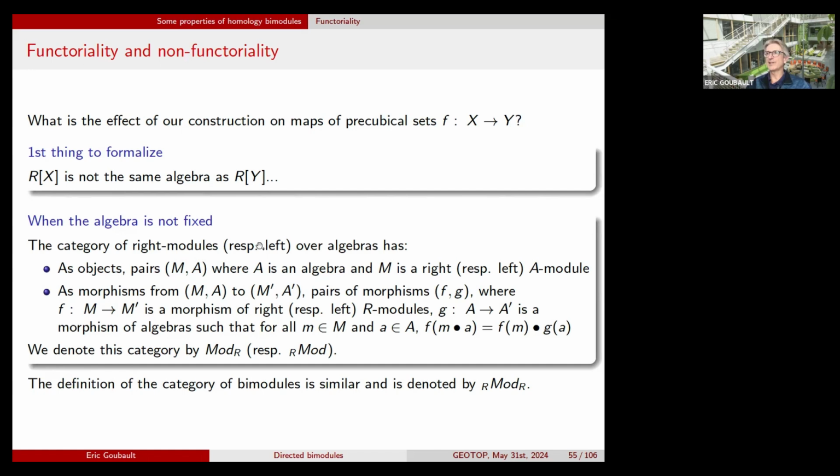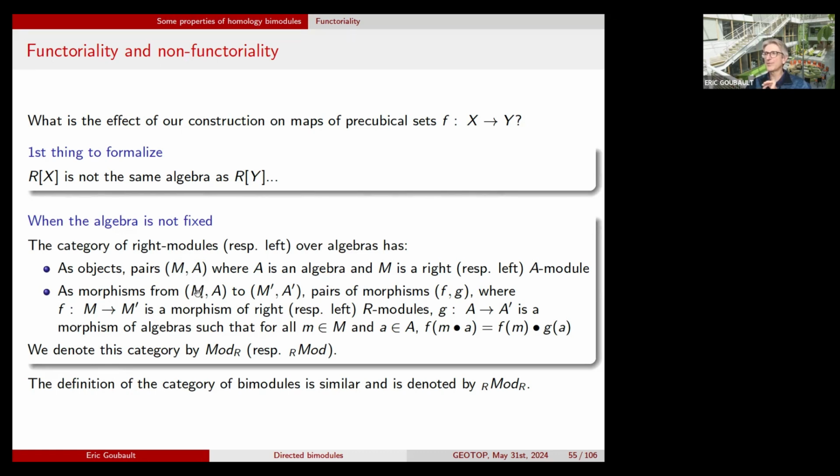The algebra may change. So what you really have to consider is the category of modules, or bimodules, of algebras with non-fixed algebras. So objects are not only the module of the algebra A, but also the algebra on which it is a module, okay?